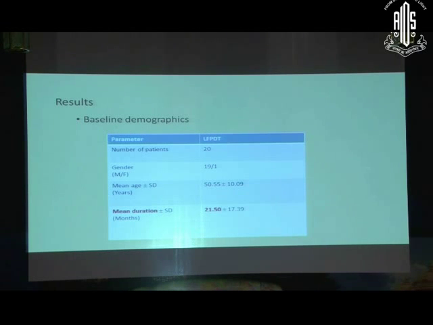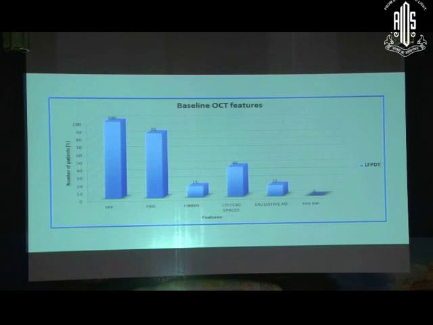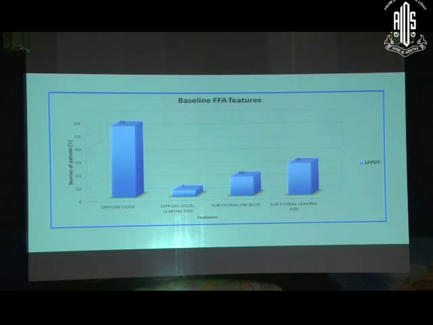Moving on to the results. Mean duration of symptoms in these cases was 21.5 months, with a standard deviation of 17.39. Baseline OCT showed SRF in 100%, with 85% of patients showing PED, and cystoid spaces were present in 40% of cases. FFA showed diffuse ooze in 55% of cases, diffuse ooze with leaking PED in 5%, subfoveal ink blot pattern in 15% of cases, and subfoveal leaking PED in 25% of cases.